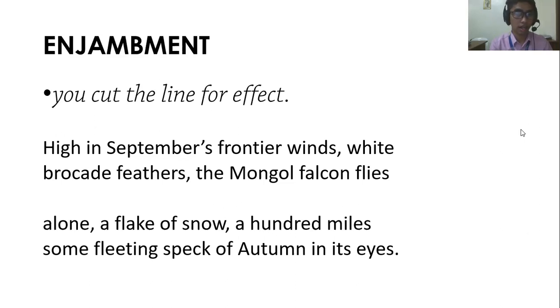I'll repeat. High in September's frontier winds, white brocade feathers, the Mongol falcon flies. Alone, a flake of snow, 100 miles, some fleeting speck of autumn in its eye. So the white one and the alone one, they give emphasis. And that's what we call enjambment. You cut the line for effect.